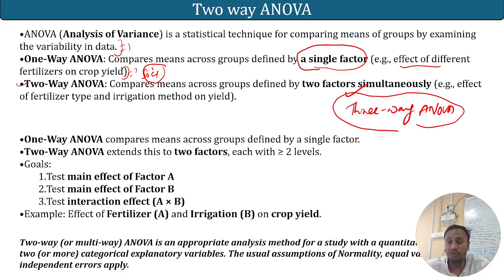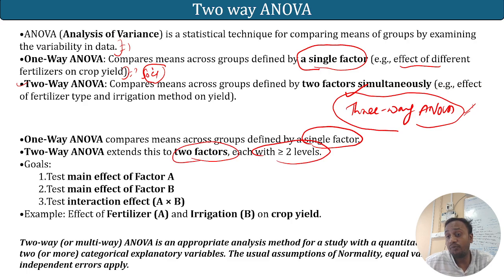If you're going with fertilizer 1, 2, 3, or soil type 1 to 3, and then the irrigation method, that is low and high, that will come under the three-way ANOVA. So one-way ANOVA compares across the groups defined by a single factor, but two-way ANOVA is actually for two factors, with more than two levels.